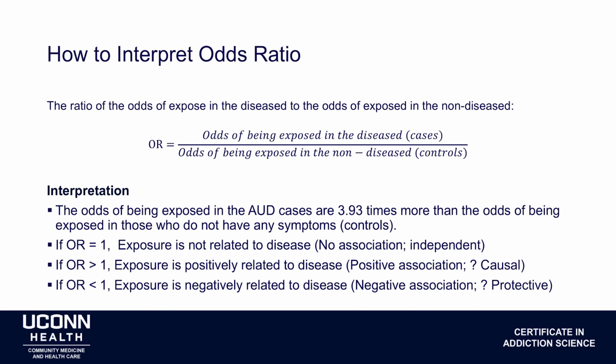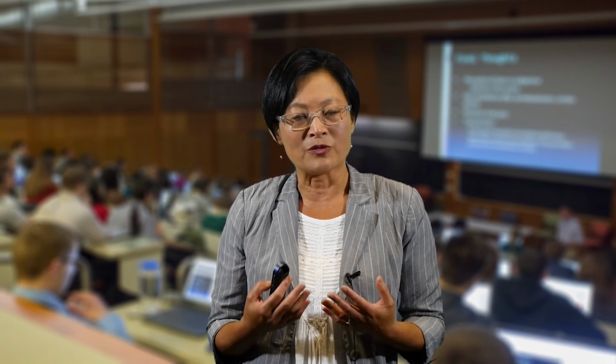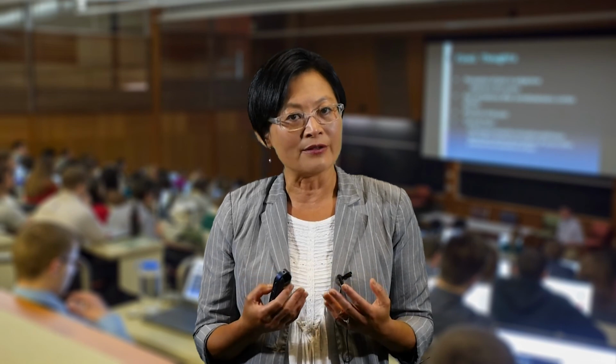There's a little rule of thumb in epidemiology. If the odds ratio equals 1, that means the exposure is not related to the disease. If the odds ratio is larger than 1, the exposure is positively related to the disease. And if it's less than 1, the exposure is negatively related to the disease. These two concepts sometimes can be very confusing. That's why I want to introduce those two concepts together by looking at the study design.